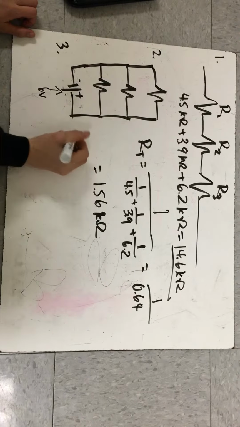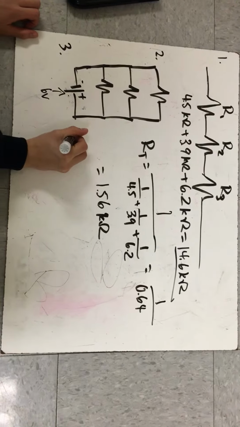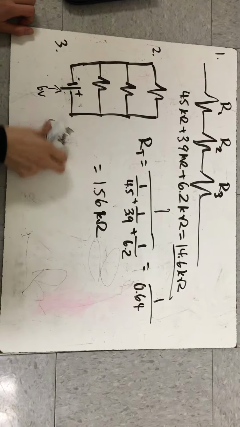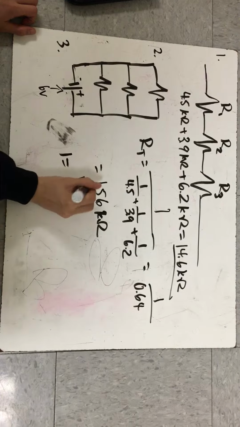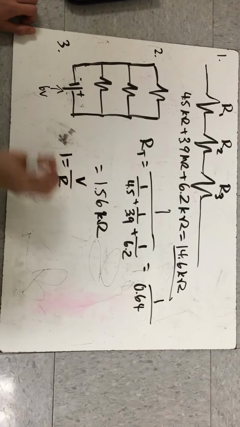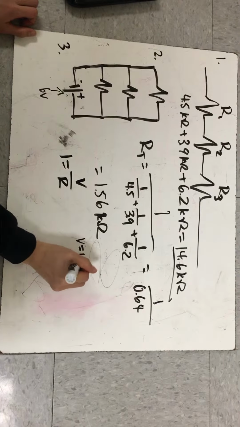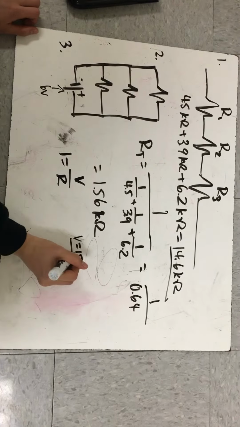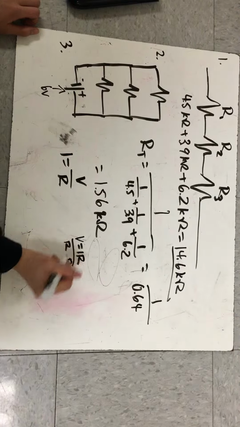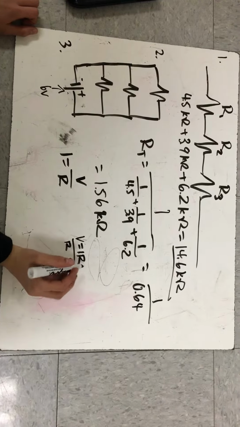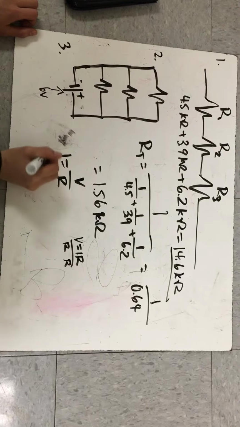Well, remember, the current is equal to the voltage divided by resistance, because Ohm's law, which is V equals IR, you can solve for I, current, by dividing both sides by resistance, so you get this.